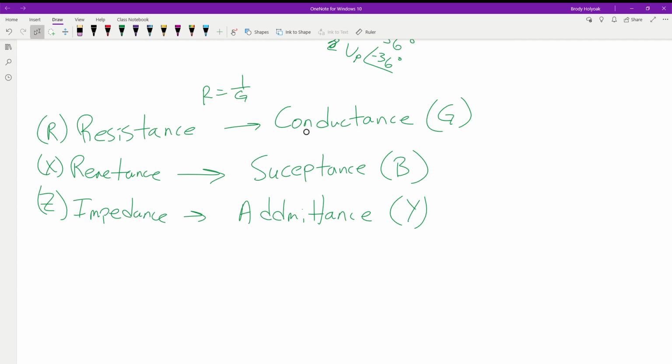Okay. We're going to go back and forth between these all the time. This way we can talk about what value we're looking at. Because this way if we're writing it down and we want to share that information, we can say, okay, it's either susceptance or it's a conductance, meaning it's either real or imaginary. We've just taken the reciprocal of it.